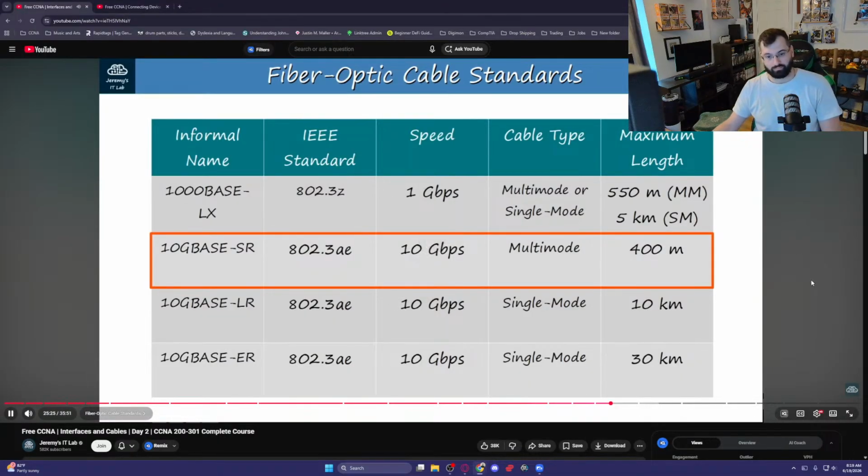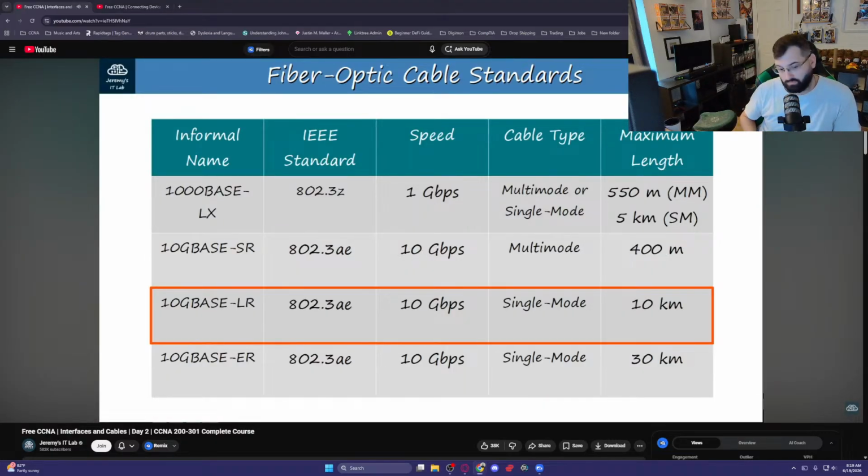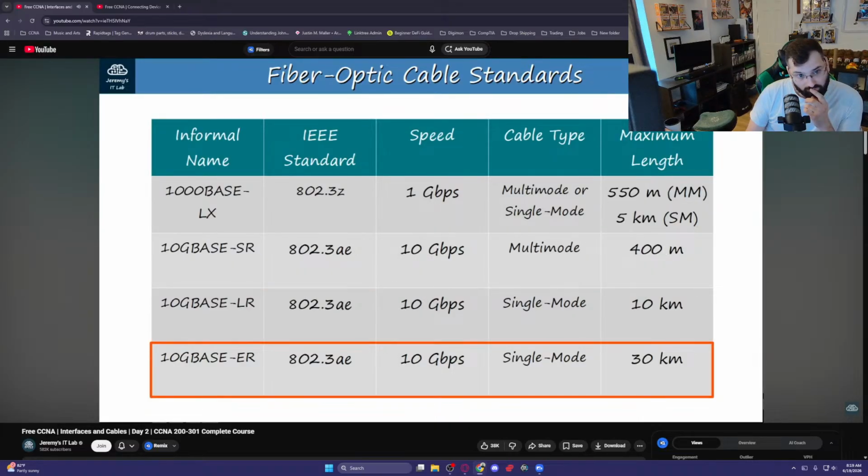Anyway. 10GBASE-SR is defined in the 802.3ae standard, which operates at 10 gigabits per second. It uses multimode fiber and can support cable lengths up to 400 meters. Next is 10GBASE-LR, also defined in the 802.3ae standard, again operating at 10 gigabits per second. 10GBASE-LR, however, uses single mode fiber, and cable lengths can be up to 10 kilometers. Finally, 10GBASE-ER, also part of the 802.3ae standard, and operating at 10 gigabits per second. It supports cable lengths even longer than 10GBASE-LR, with distances up to 30 kilometers possible over a standard connection. That's crazy. This is just a sample of fiber optic standards.